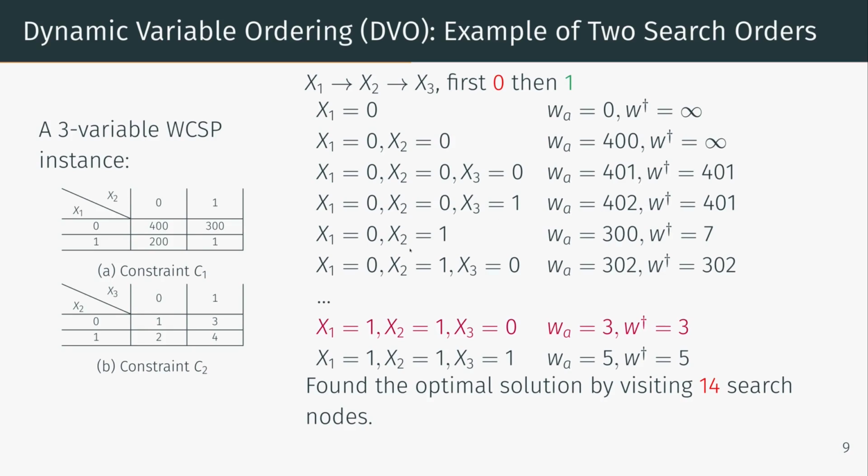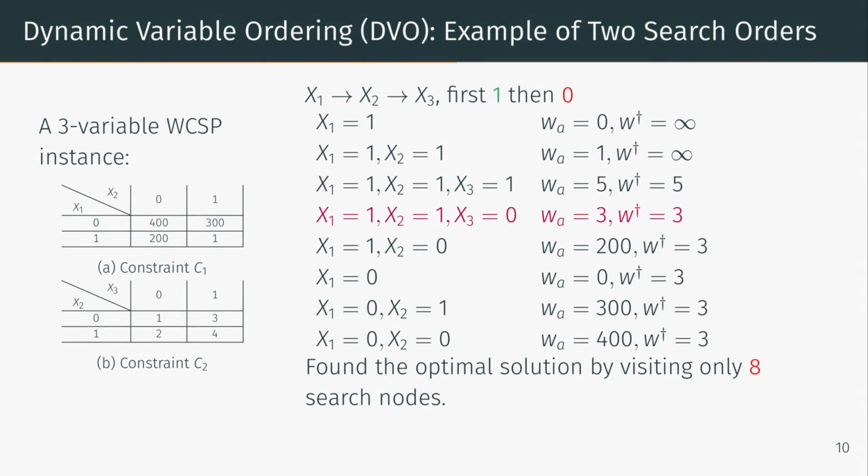And then we backtrack and we update x2 and we do the same step here and then here. And eventually we find the optimal solution here. But since we don't know yet whether this is optimal, we still have to go 1 step further to try out the assignment of x1 equals 1, x2 equals 1, and x3 equals 1. So to find this optimal solution, we have visited 14 search nodes.